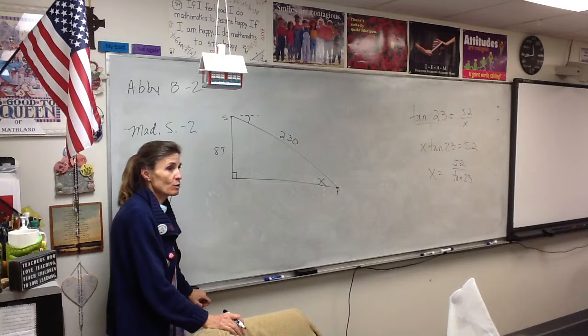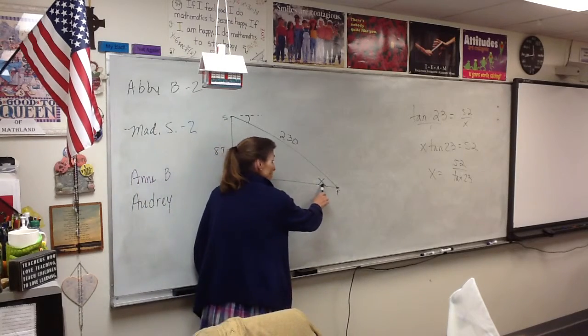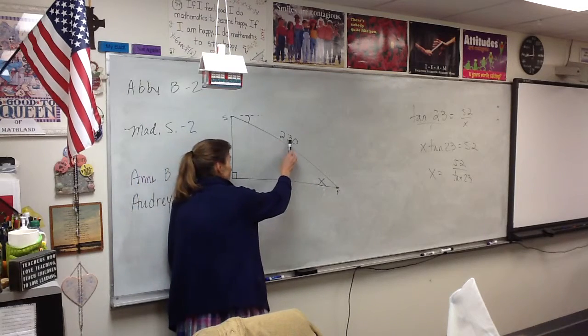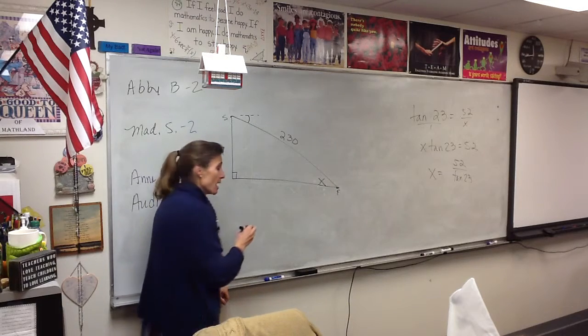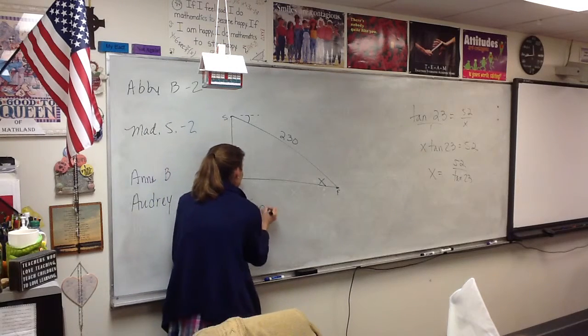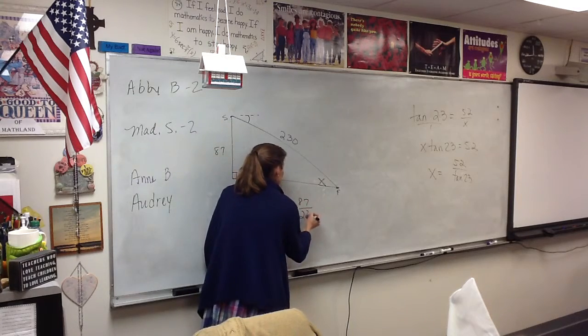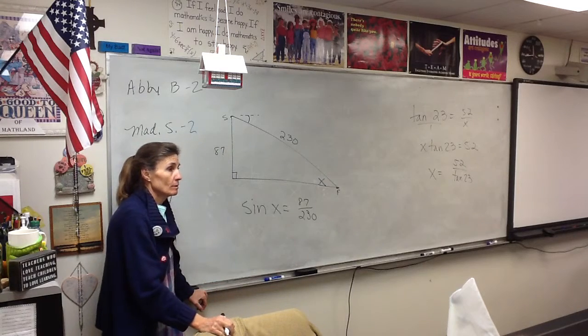All right, here comes some tricky stuff now. With regard to this angle, which side is this? Which side is this? Which function should I use? Sine? So sine x equals 87 over 230. Wait a minute, we've not done this before, have we?